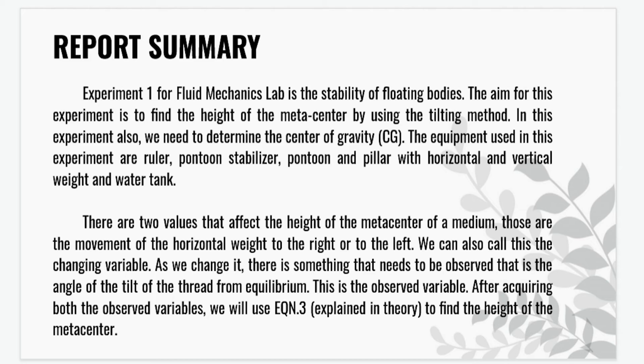The equipment used in this experiment are 5 things, which are a ruler, a pontoon stabilizer, a pontoon, and pillar with horizontal and vertical weight, and also a water tank, which is 5 in total. There are 2 values that affect the height of the metacenter of a medium. Those are the movement of the horizontal weight from right to left. We can also call this the changing variable.